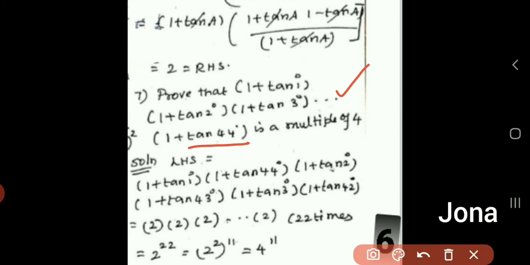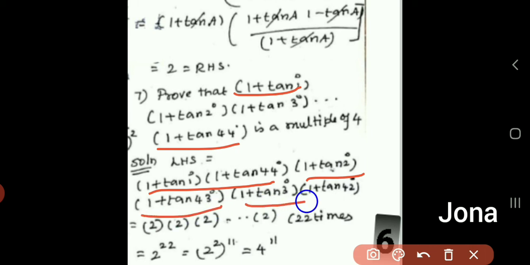Here I want to group the first and last term. The first term is 1 plus tan 1 degree and the last term is 1 plus tan 44 degree. So I want to group them like this. And 1 plus tan 2 degree and 1 plus tan 43 degree, and then 1 plus tan 3 degree into 1 plus tan 42 degree. Okay, so likewise, each pair's value is 2. By the previous problem I have that value is 2. So each pair I can substitute the values.